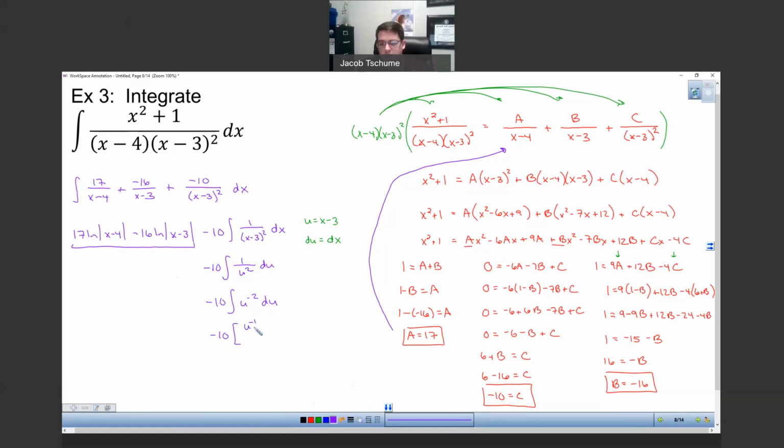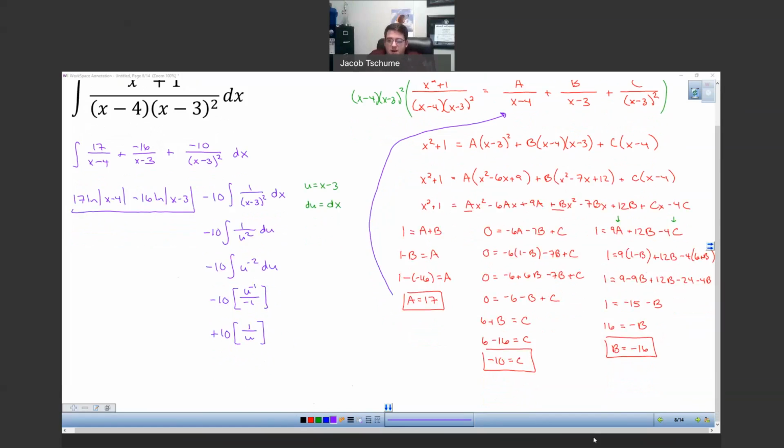So this is now negative 10 times: add 1 to the power and divide by the power, which is u to the negative 1 divided by negative 1. If I bring that negative 1 out, it becomes a plus 10. And if I rewrite u to the negative 1, that would just be 1 over u.